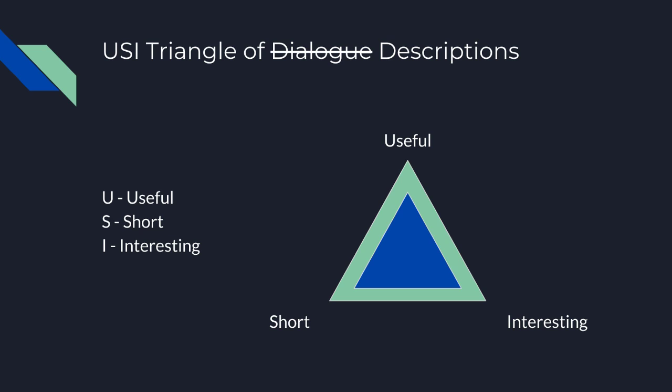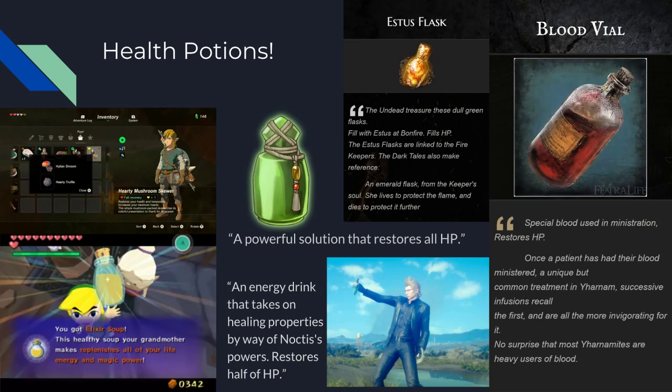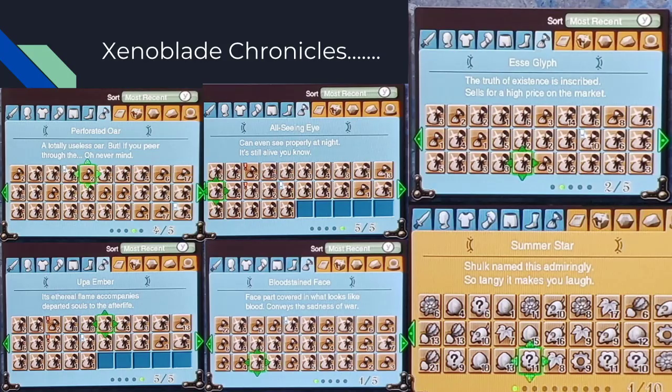We talked about this with dialogue, but it applies to flavor text as well, in that you want to try to have your text be useful, short, and interesting. Just good points to hit. And we explained that briefly. And then we talked about health potions, and then world building and character, and then Xenoblade Chronicles. So, do we have any questions at all about flavor text or any other elements?